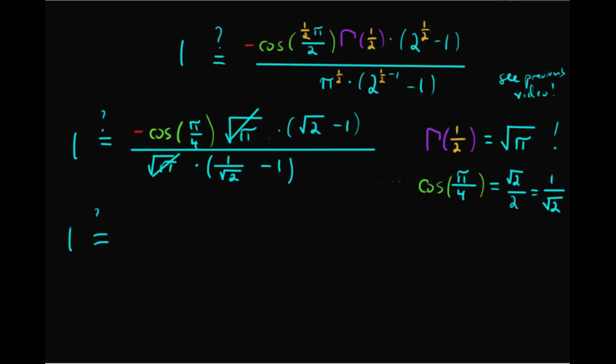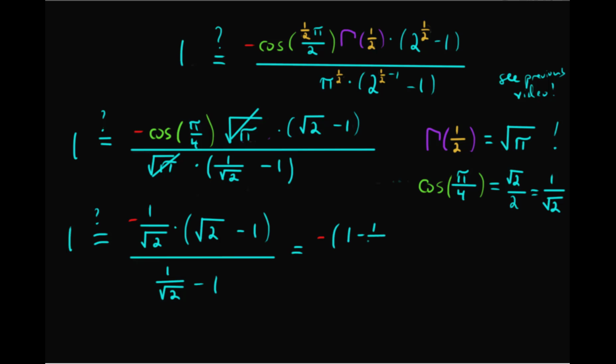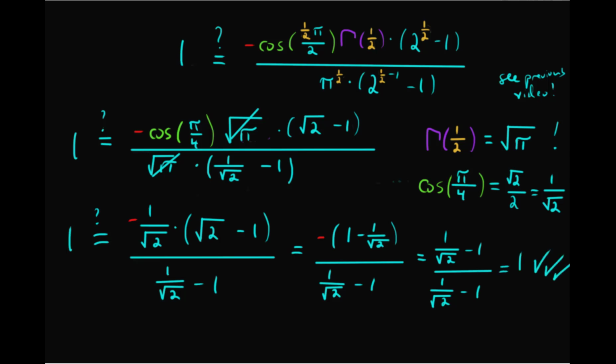So then we have negative 1 over radical 2 times (radical 2 minus 1), all over 1 over radical 2 minus 1. This expression then becomes negative 1 times (1 minus 1 over radical 2), all over 1 over radical 2 minus 1. Then when I distribute the negative in the numerator, this becomes 1 over radical 2 minus 1 over 1 over radical 2 minus 1. And that expression, of course, just equals 1. So this is pretty fantastic. The Eta functional equation appears to also be working for a non-integer input.